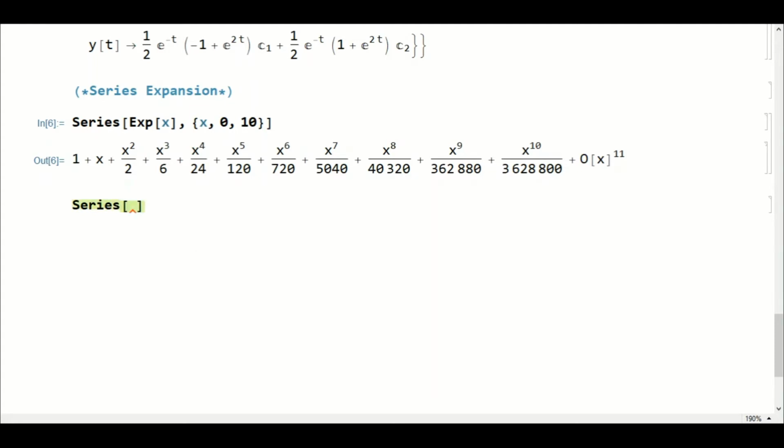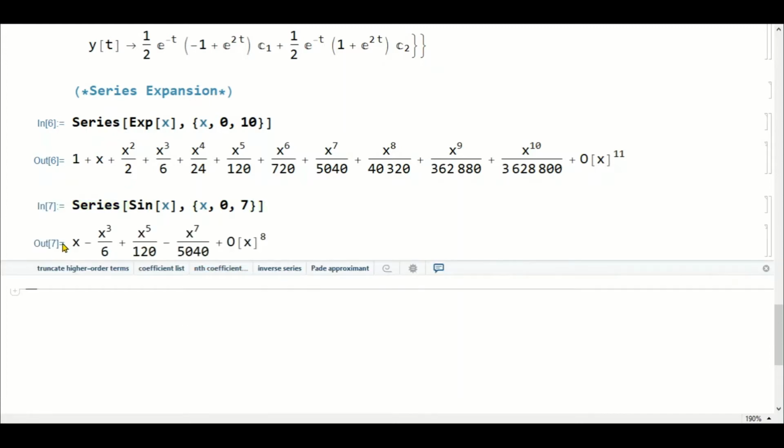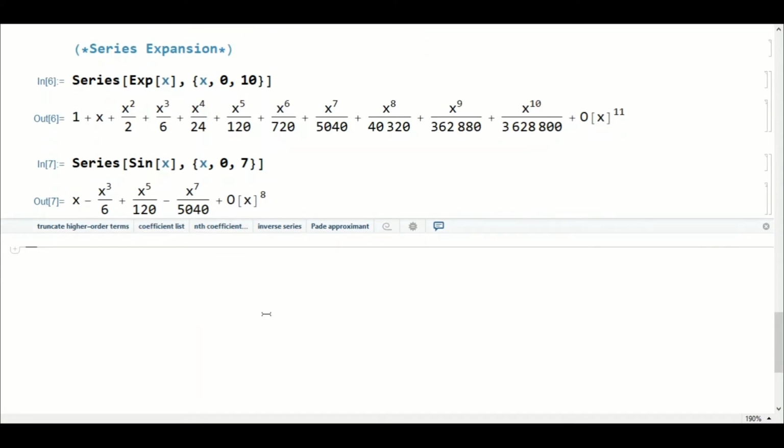Suppose that I want to find the series expansion of sin x. I just want to get the order of x, starting from 0, and let me get it up to 7. So you can see that x minus x cube by 3 factorial plus x to the power 5 by 5 factorial minus x to the power 7 by 7 factorial, and all the other things are neglected. So this is how you can do the series expansion in Mathematica.